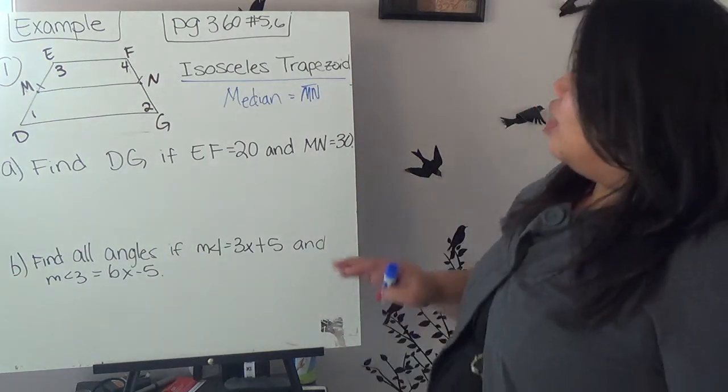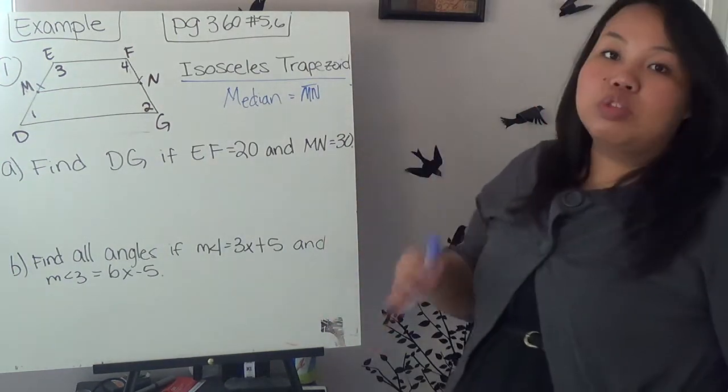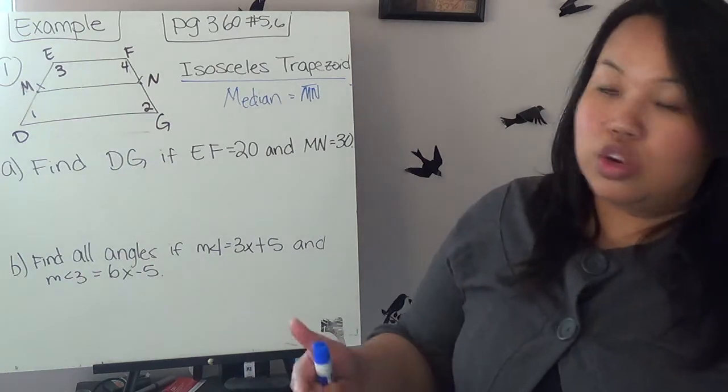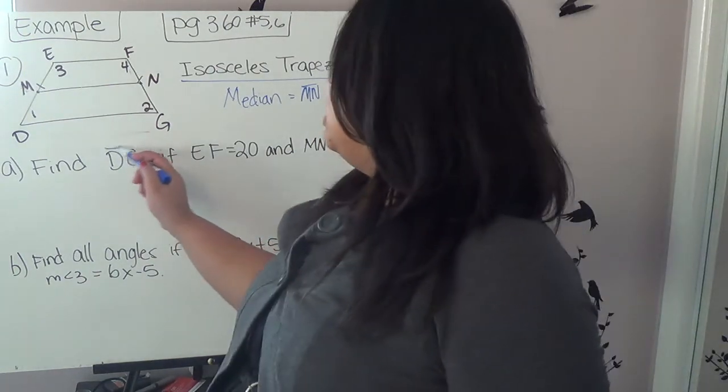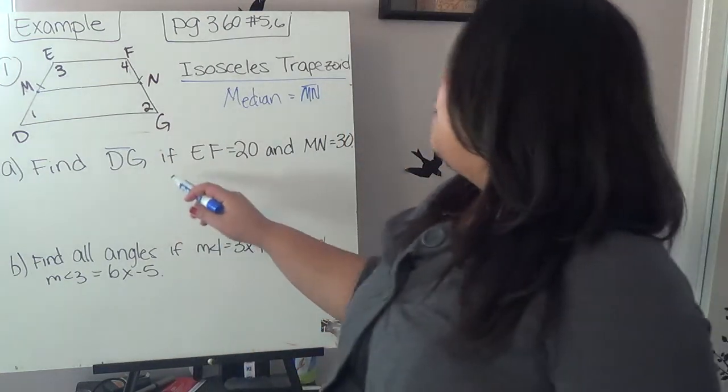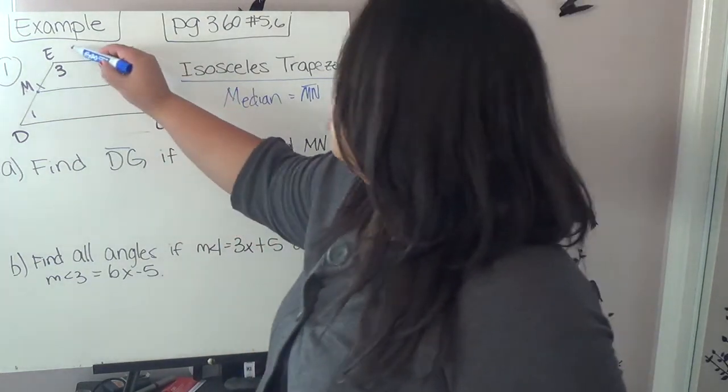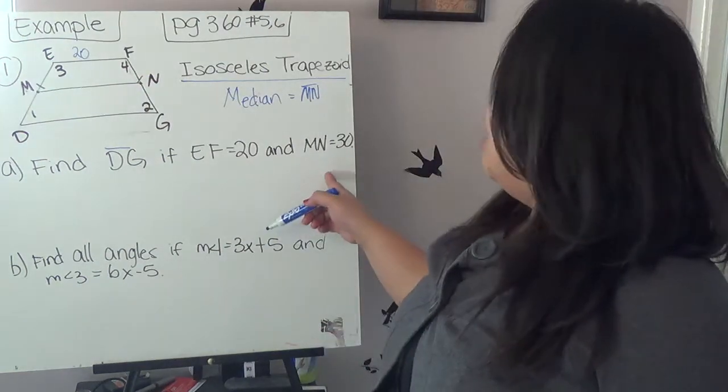So with those two statements, I can then use the properties that I learned, that you can look in your notes, on how to solve this. The first one is asking us to find DG. They want us to find DG, and they tell us that EF is 20 and MN is 30.